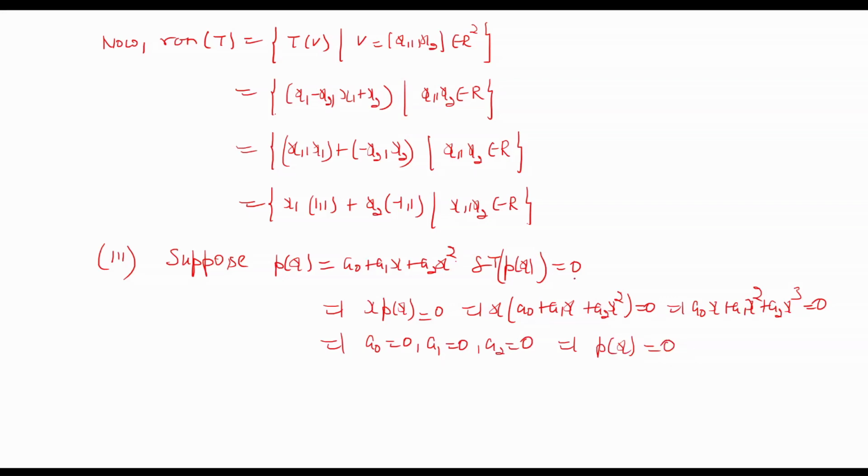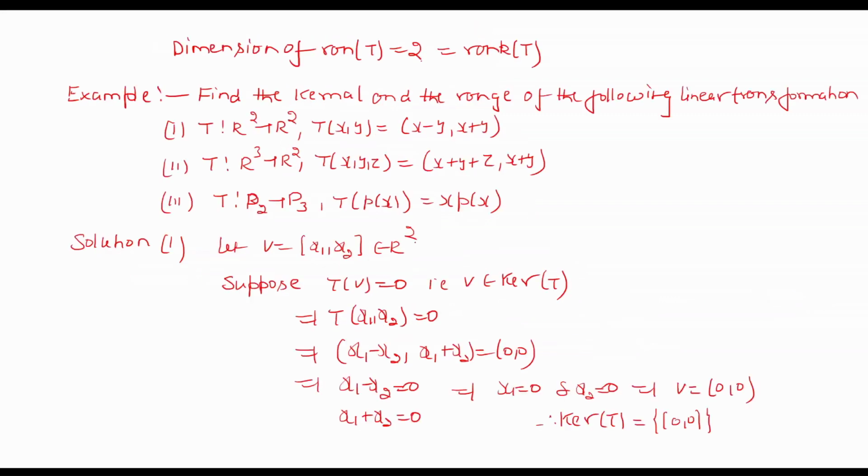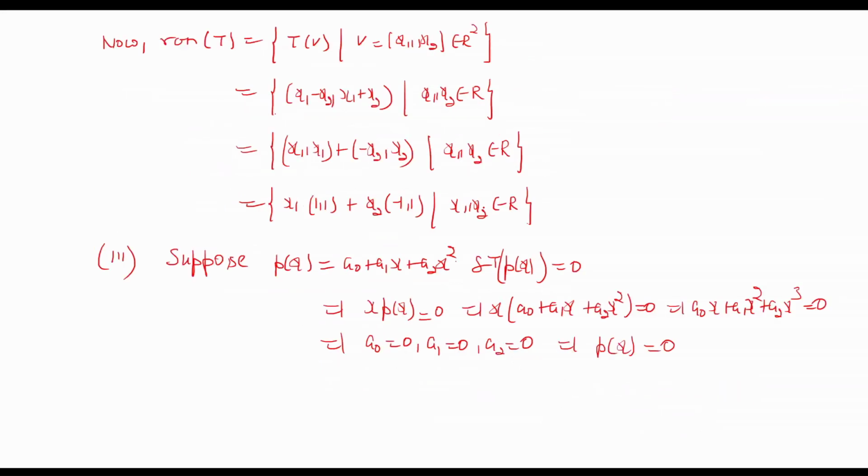Only the zero polynomial will satisfy T of p of x equal to 0. So the zero polynomial in P2 will map to the zero polynomial in P3 according to this transformation, T of p of x equal to x p of x. Therefore, the kernel of T contains only the zero polynomial. Got it? Now find out the range of T.